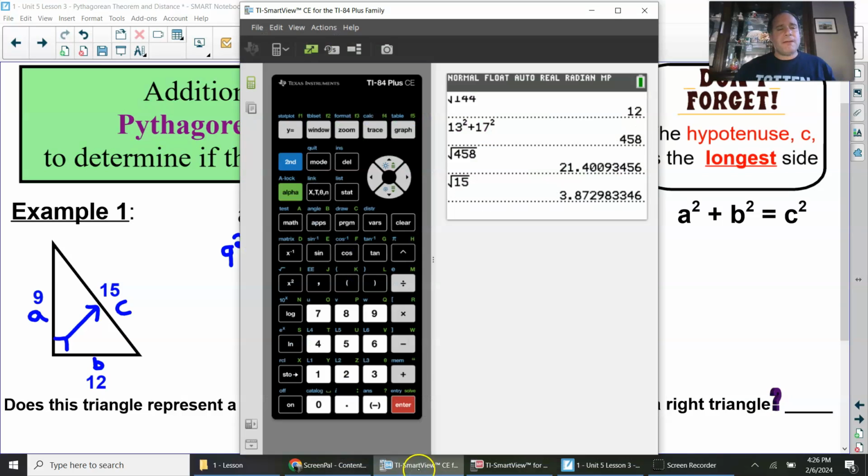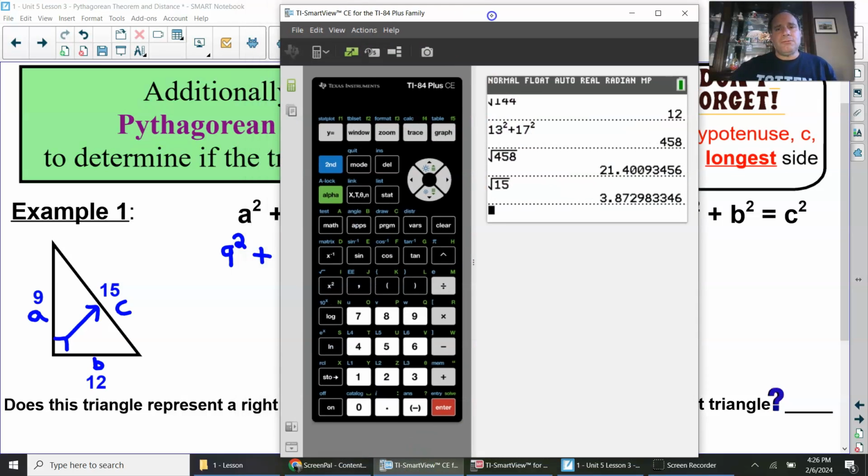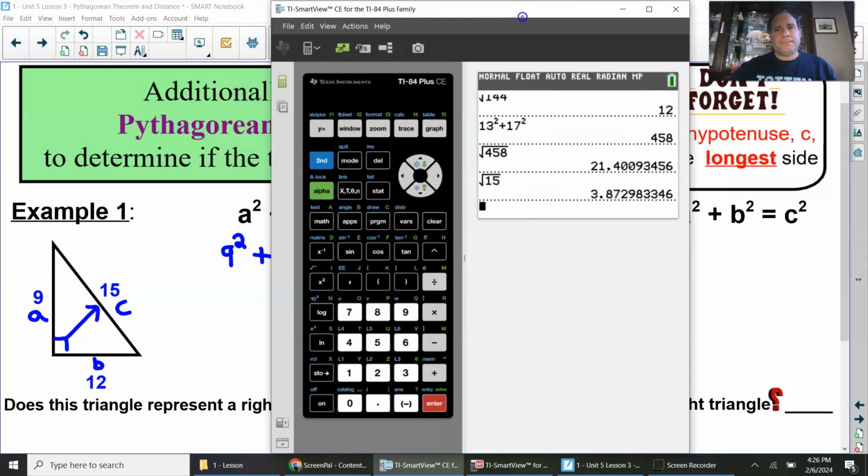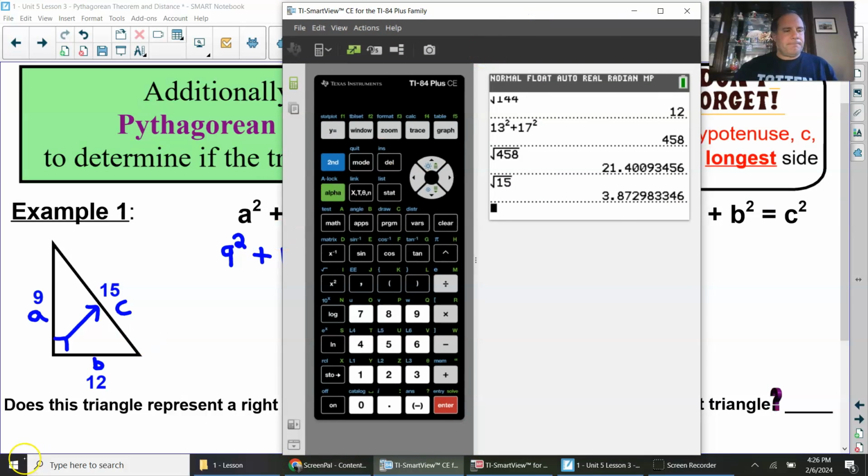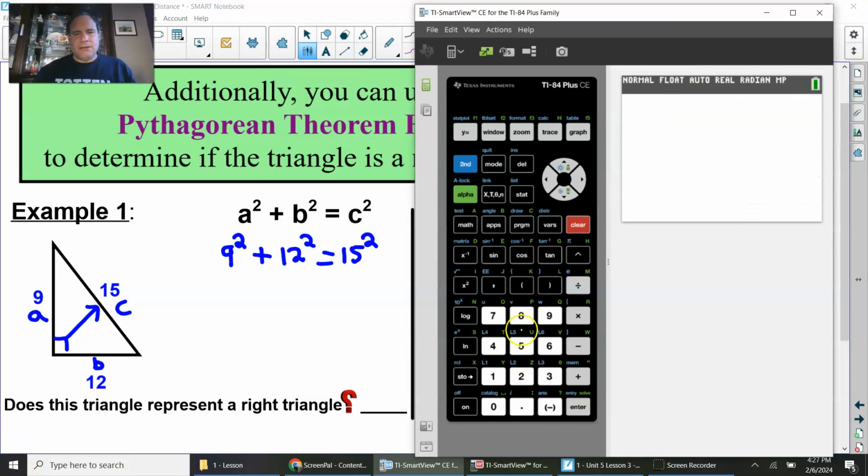So you're just going to grab your calculator, and you are going to clear this out, and then you're going to do 9 squared plus 12 squared, and we're going to get that is equal to 225.